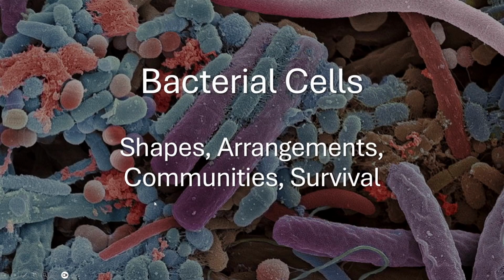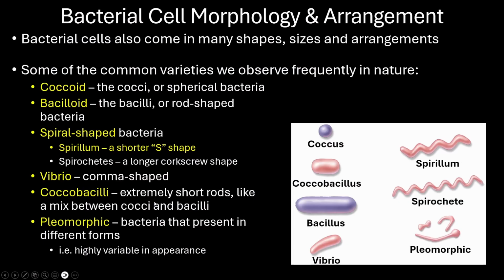Hi everyone, welcome back. So now we're going to talk about the shape and arrangement that bacterial cells can find themselves in. So what they can look like, particularly when we put them on a slide, like when we're going to do gram staining. So bacterial cells come in a lot of different shapes. A huge amount of variety is possible for bacterial cells. Despite them being relatively simple in appearance, they do have a lot of variation.